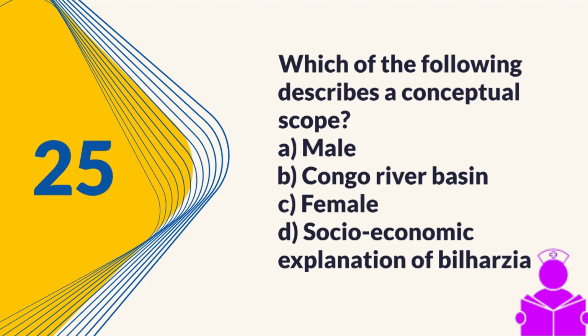25. Which of the following describes a conceptual scope? A. Male, B. Congo River Basin, C. Female, D. Socioeconomic explanation of bilharzia.